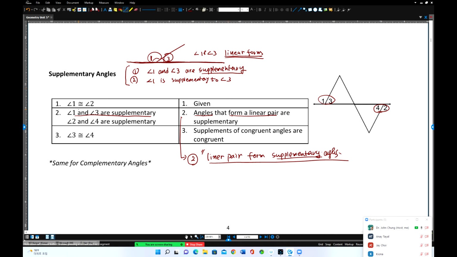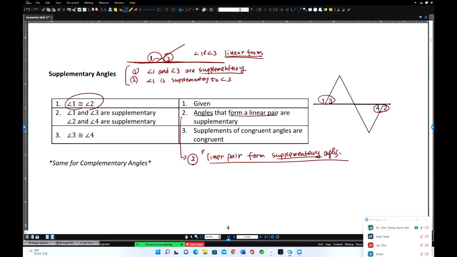We just use congruent. Congruent means same magnitude. So supplementary means when you measure this one, it's going to be 180. But we don't measure. Before measuring, they are supplementary. That is congruent.